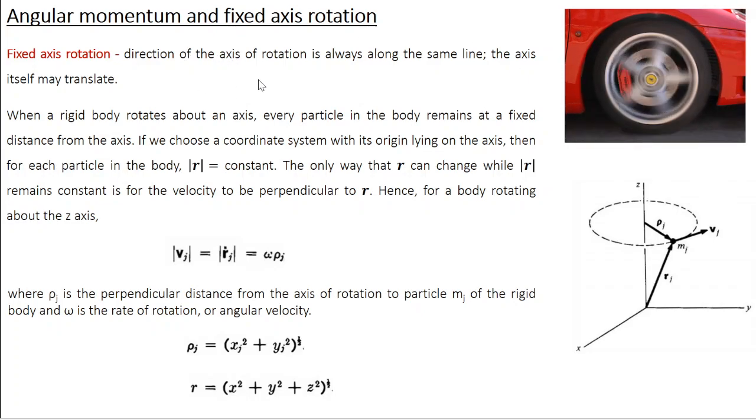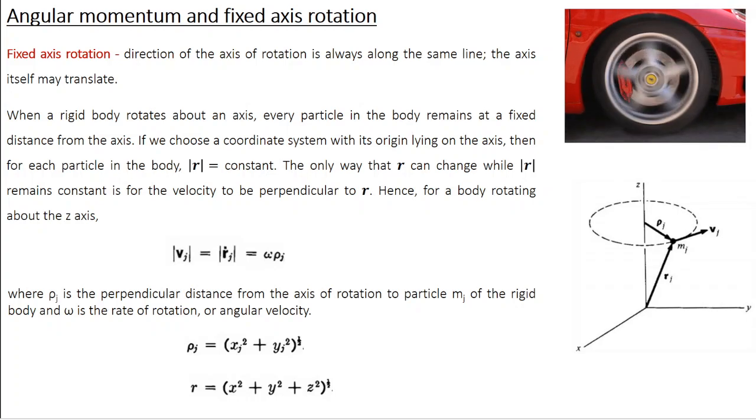Now we are going to talk about fixed axis rotation of rigid body. By rigid body, what I mean is that when a body rotates, its shape doesn't change. Or when a rigid body rotates about an axis, every particle in the body remains at a fixed distance from the axis. If this is not true, what happens? The shape is going to change.